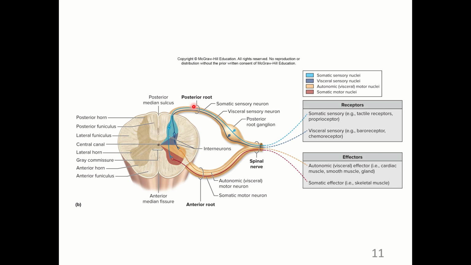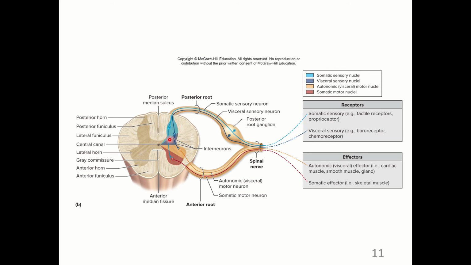These are the first order neurons, and the light blue sensory neuron is somatic sensory, and it shows that the light blue portion of the dorsal horn will respond to somatosensory. The dark blue sensory neuron is the visceral sensory neuron, and we see the dark blue portion of the dorsal horn that corresponds with it.